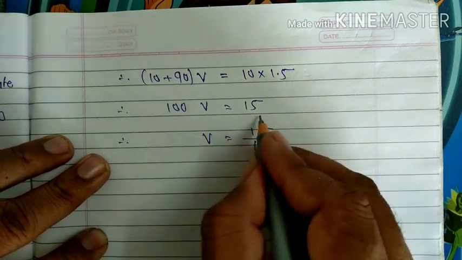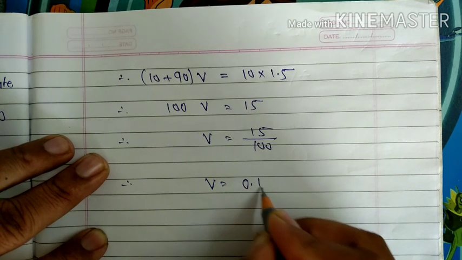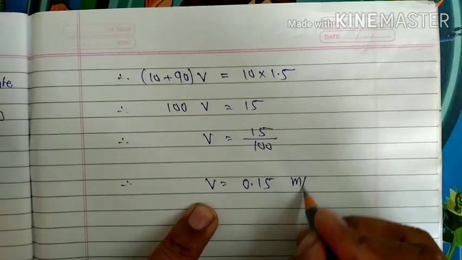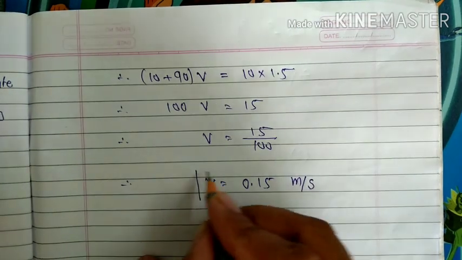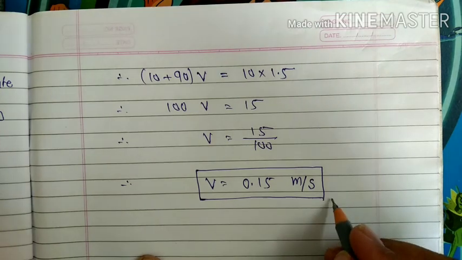यहाँ पे मल्टीप्लाई था, यहाँ पे जाके डिवाइड होगा. Therefore v is equal to 0.15, that is the velocity, therefore it is meter per second. So this is our final answer.